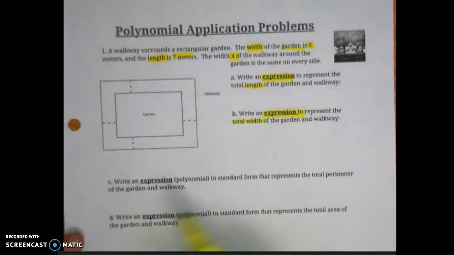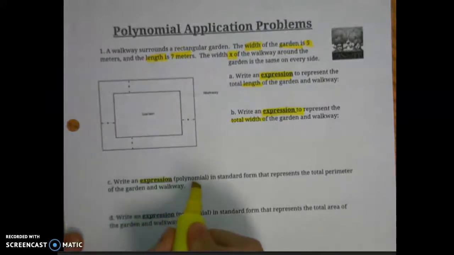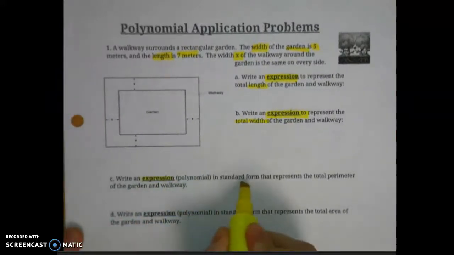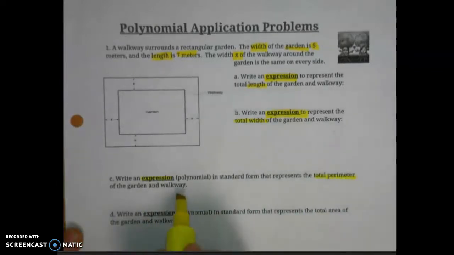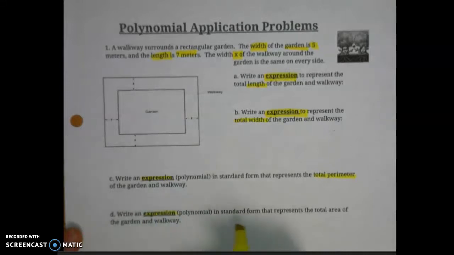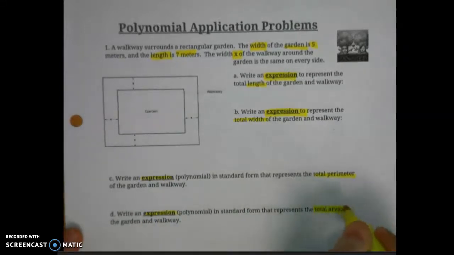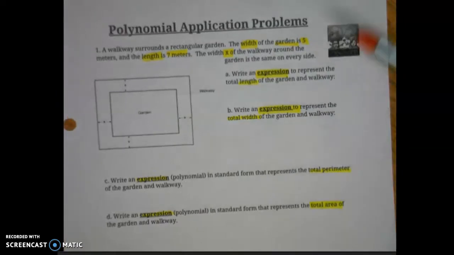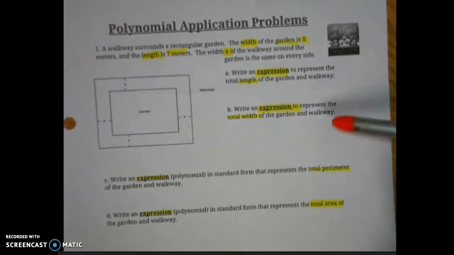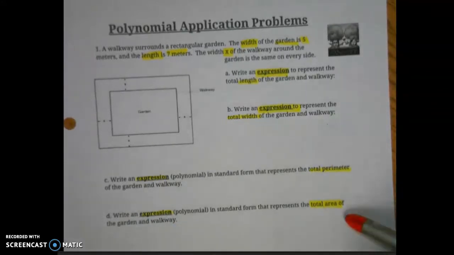After we do that, it's asking us to write an expression or a polynomial in standard form that represents the total perimeter of the garden and walkway. And then we're going to write an expression in standard form that represents the total area of the garden and walkway. So this actually came from a Regents question where they asked C and D but did not ask you A and B. So A and B are really the setup for how you would come up with the perimeter and the area on your own.